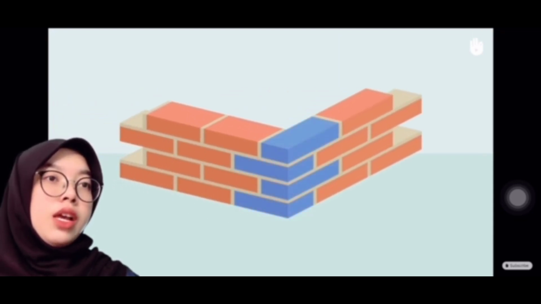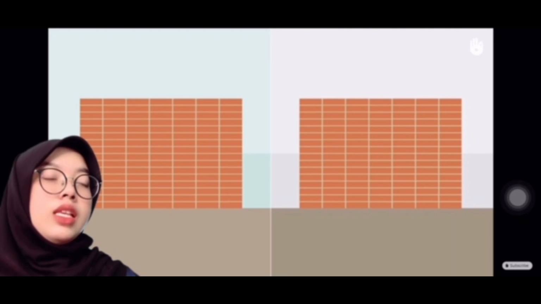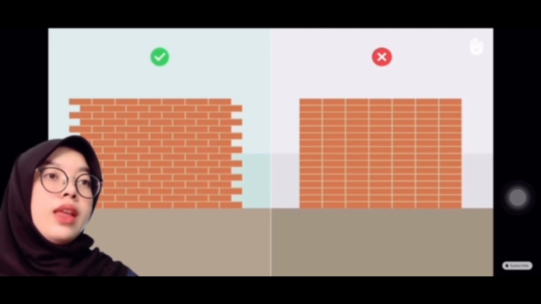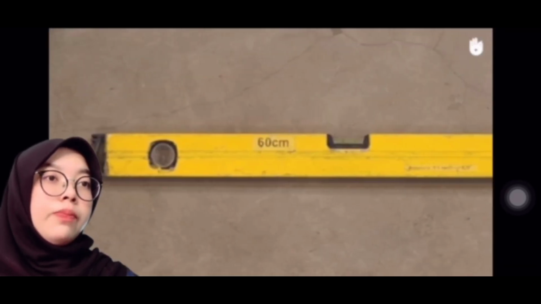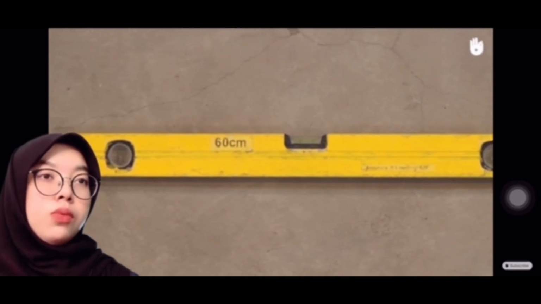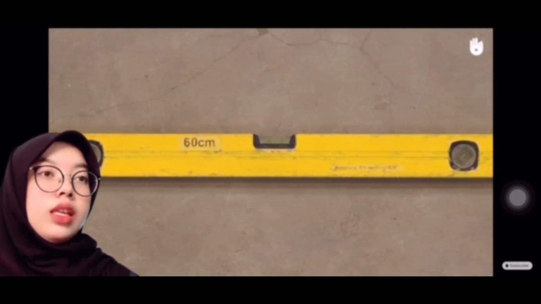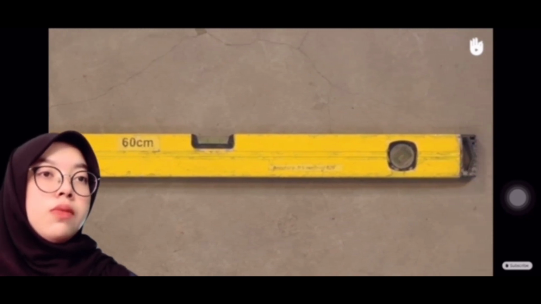An essential rule which everyone follows is to always offset the perpends of neighboring courses. This spreads the load evenly, preventing the risk of structural failure. In this bonding process, we will be using the spirit level. A spirit level consists of 2 or 3 tubes filled with a liquid such as ethanol and an air bubble suspended in it, which moves in the opposite direction from the gravitational pull.